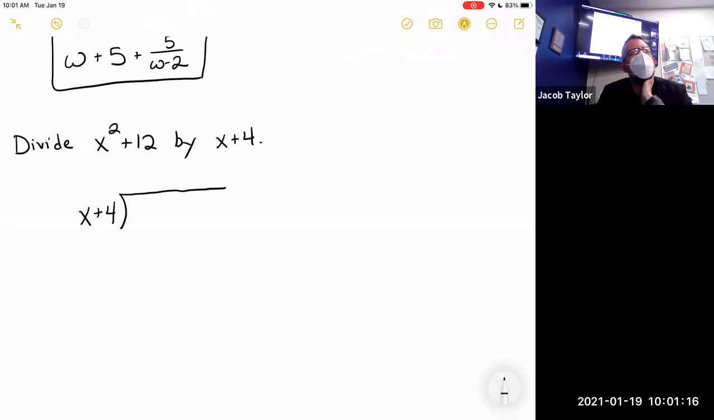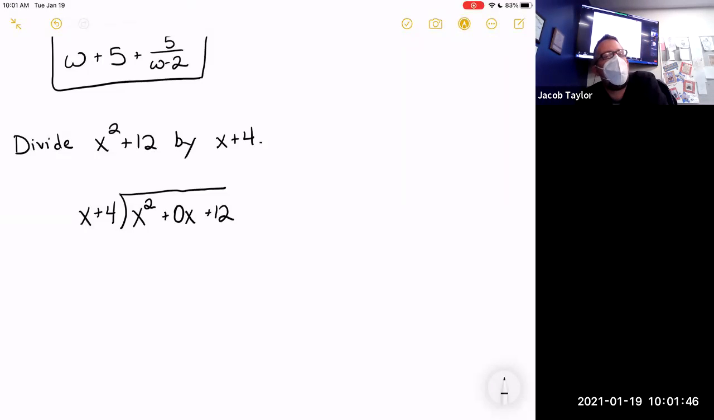X squared plus 12, but I'm missing an x. There's x squared and there's a number, but there's not just a plain old x. So I got to put in a plain old x. Now, if I put plus x in there, I have changed the problem. I have added an x into a problem where there wasn't one. But I can put in a 0x. That doesn't change the problem. I can add in 0 of something.